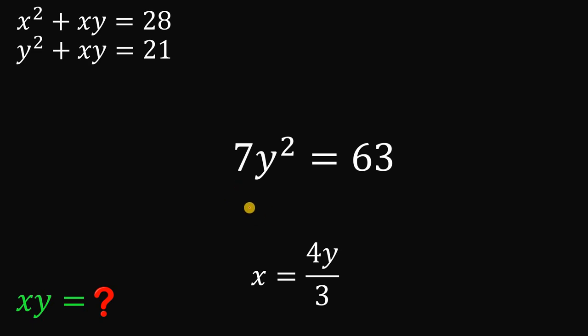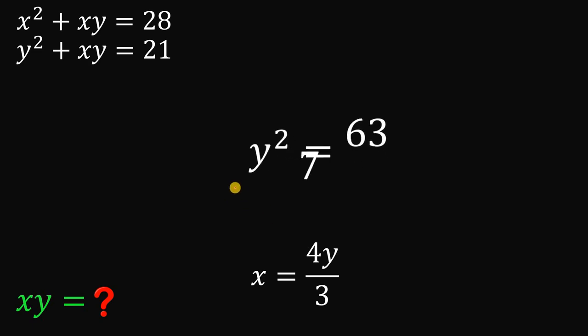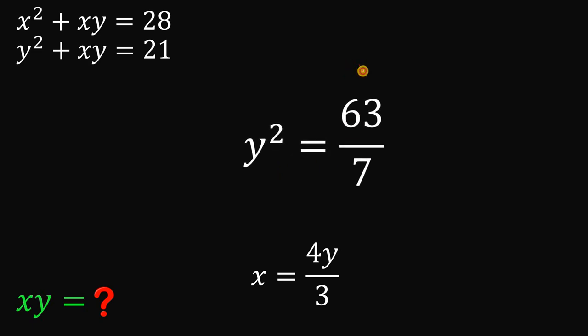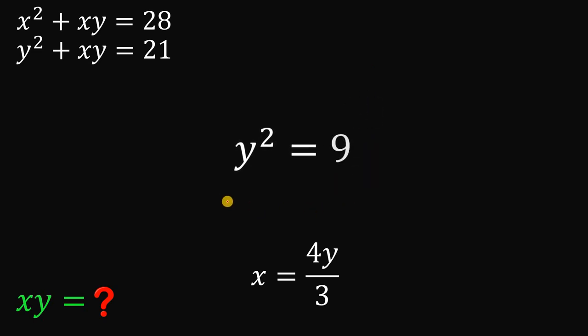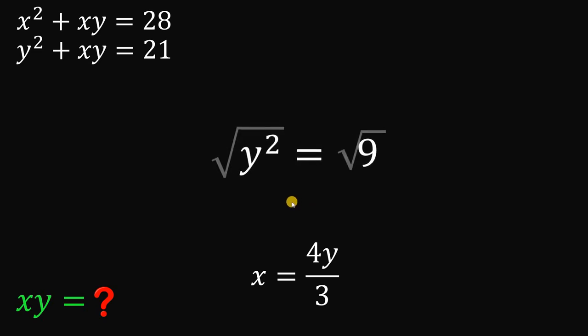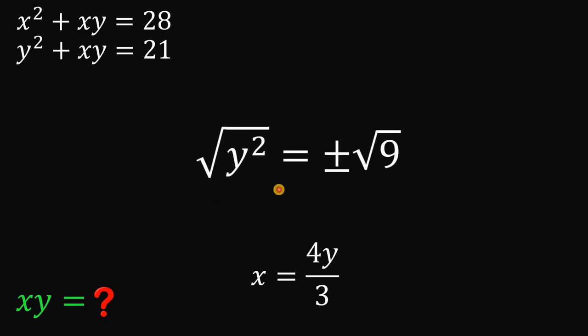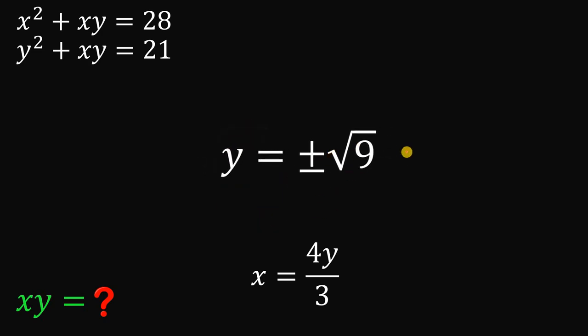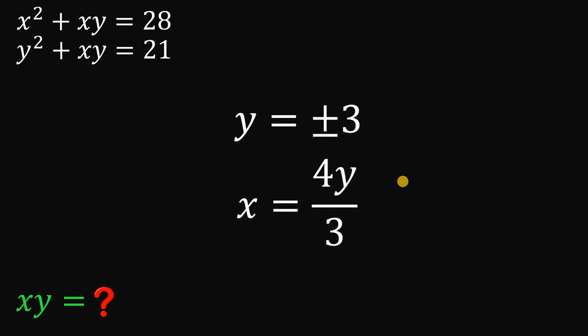Now, let's solve for the value of y. Let's divide both sides by 7. Now, 63 is simply equal to 9 times 7, so we can cancel out the factor of 7. So this is just 9. Then let's get the square root on both sides. Take note, we have two possible values here, positive and negative. On the left side, square root of y squared, we can cancel out the square and the square root, so this is just y. Square root of 9 is definitely equal to 3. So we now have the value of y, which is positive or negative 3.